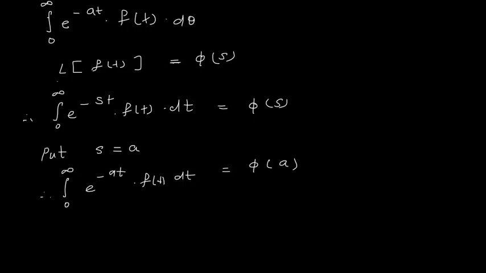Okay. So the whole concept is that when you have to integrate 0 to infinity, first you have to make sure that the integration is of the type 0 to infinity. If it is not of the type 0 to infinity, it can be converted to 0 to infinity. Then 0 to infinity e power minus at f of t dt, when you have to evaluate it, what we have to do? We have to find Laplace of f of t, and then we have to replace s by the given constant a.